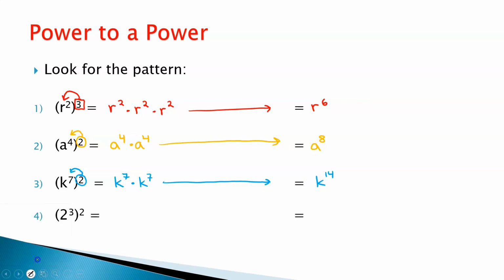If you have not found out the pattern, what is the pattern? Whenever you have an exponent being raised to another exponent, you're simply going to multiply those powers. You're simply just going to go ahead and multiply those powers. So let me erase that.